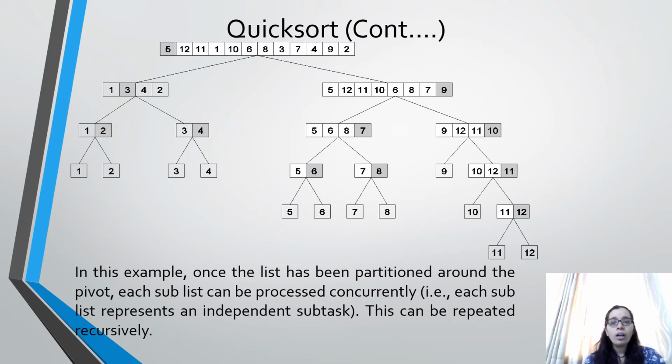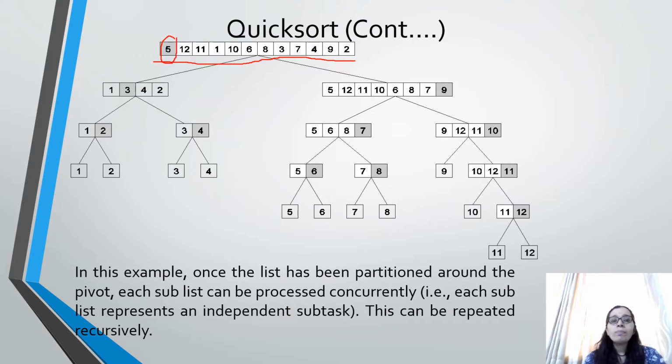Let us see an example of quicksort and how it can be done concurrently. Here, as you can observe, the elements are 5, 12, 11, 1, 10, 6, 8, 3, 7, 4, 9 and 2. You can select any pivot; pivot selection has different criteria. First, we will select a pivot at random. Suppose the pivot element I have selected is 5.